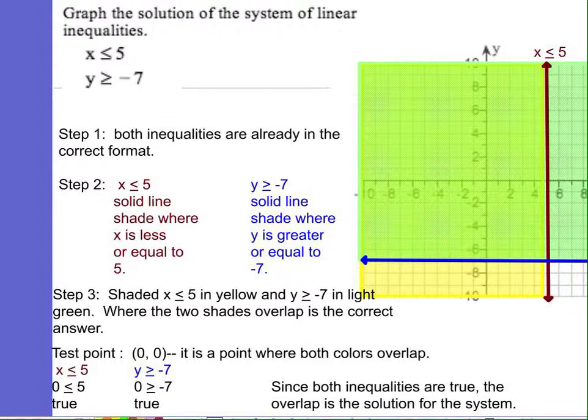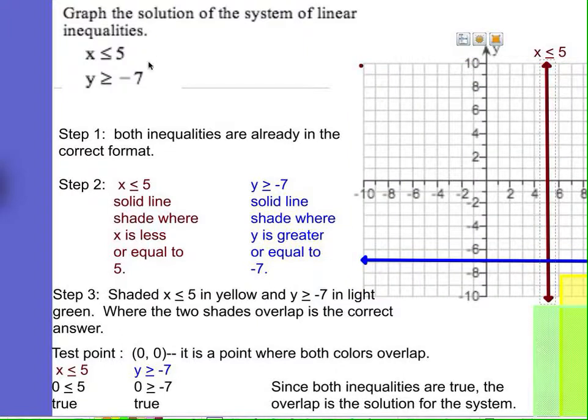So here we're going to practice graphing this particular system. Here we have the system x is less than or equal to 5 and y is greater than or equal to -7. You notice both of them already have the necessary variable by itself, so we're going to skip to step 2. Since the first inequality has an equal mark, we know we're going to use a solid line, and we need to shade where x is less than or equal to 5.